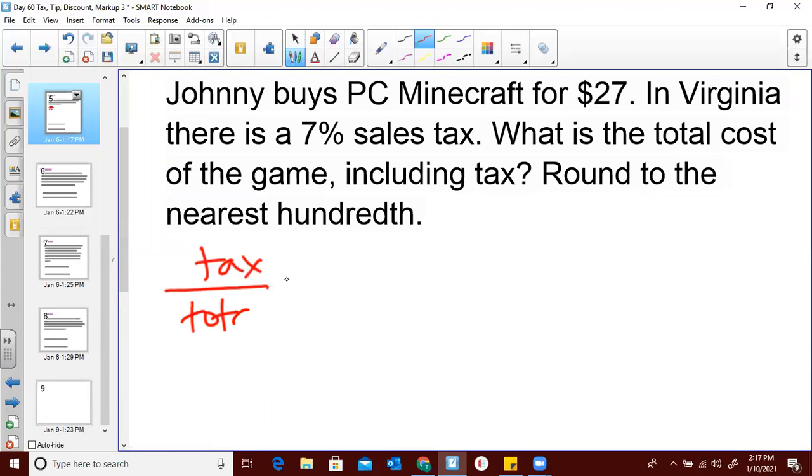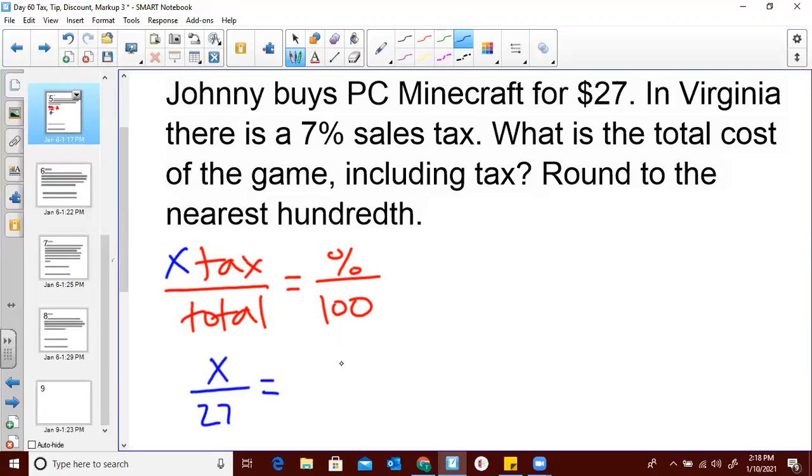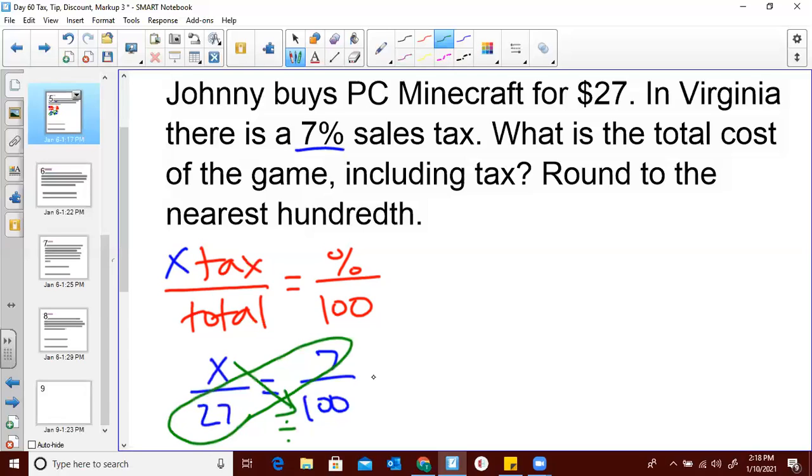So we'll start with tax over total, which will always equal percent over 100, and we fill in what we know. I don't know my tax, so that's, like I said, 97%, 99% of the time going to be our variable, or what we're looking for, and that will be over 27. But we need to figure out what our percent was. Well, our sales tax percent is 7%, which is always over 100. And as usual, if we cross multiply and then divide by X's partner, you'll see that X is going to equal $1.89.